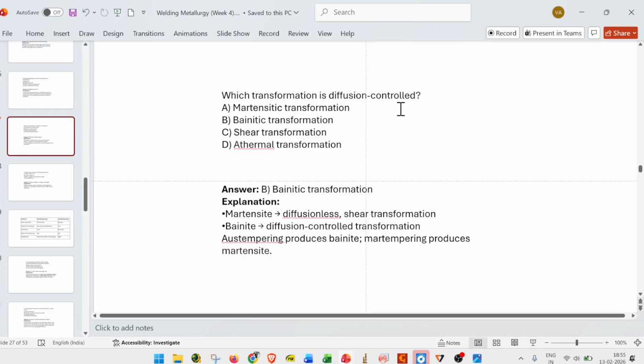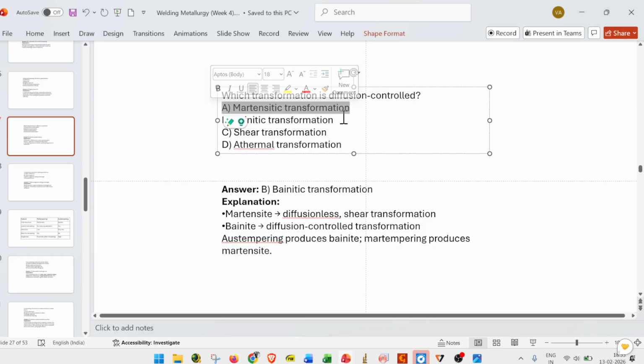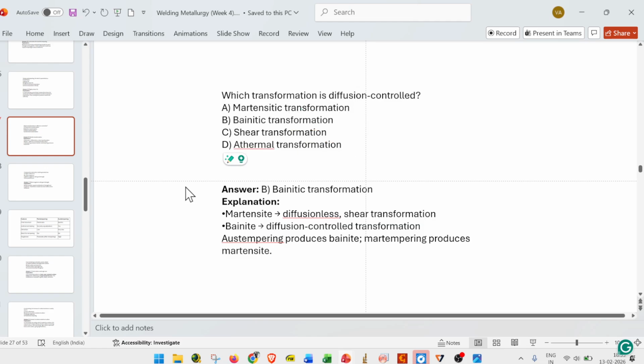So which transformation is diffusion controlled? I think this we have also seen. The martensitic transformation is a diffusionless transformation. Bainitic, yes, here also diffusion is controlled isothermally. Shear transformation, no. Athermal transformation, no. So the answer will be the bainitic phase.